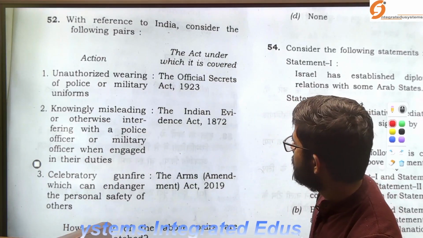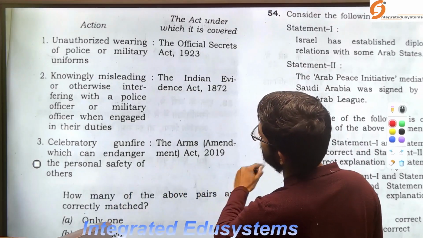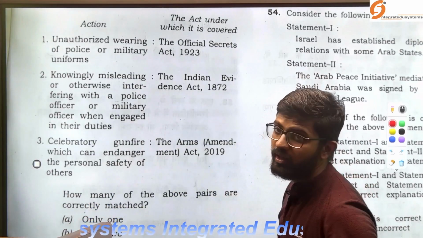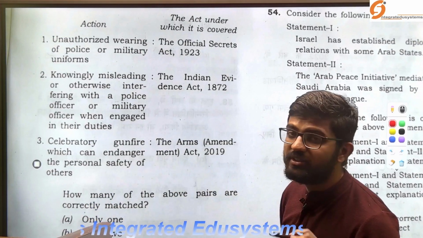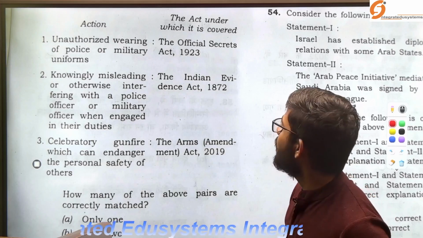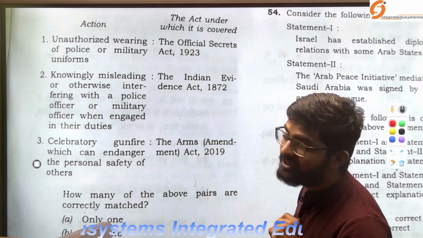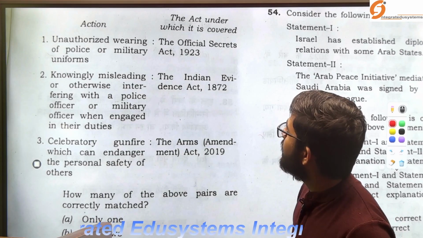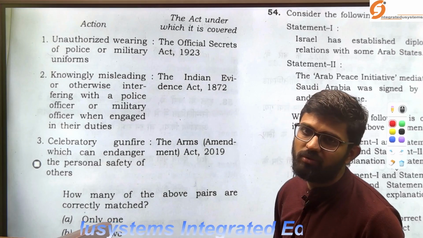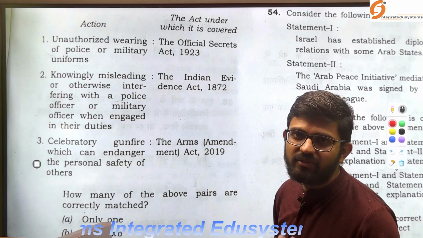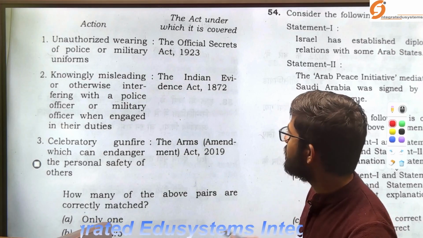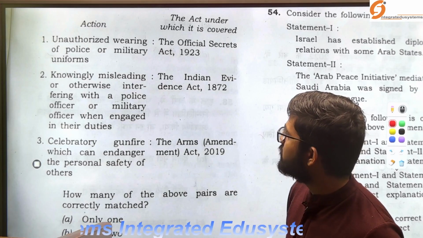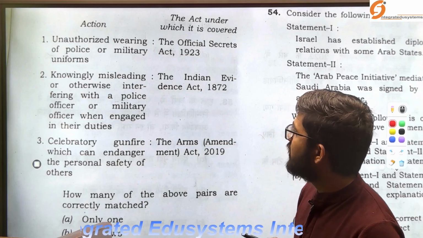Question number 52. With reference to India, consider the following pairs: action and the act under which it is covered. One interesting point I will highlight in the third thing. Action: unauthorized wearing of police or military uniform. The act: Official Secrets Act. No, it cannot be. The Official Secrets Act is with respect to documents that you keep secret, so it cannot be. Knowingly misleading or otherwise interfering with a police officer or military officer when engaged in their duties.